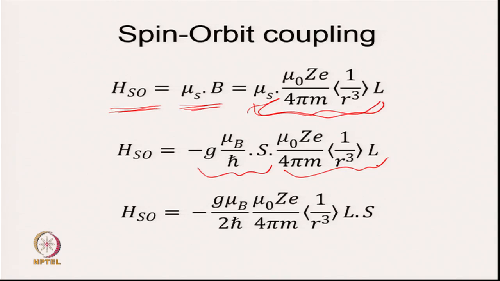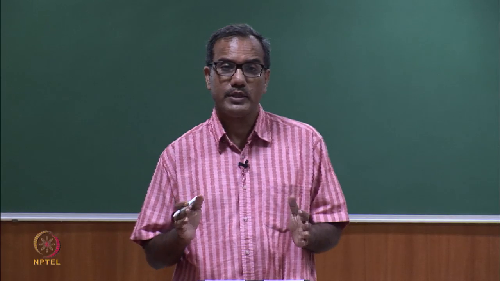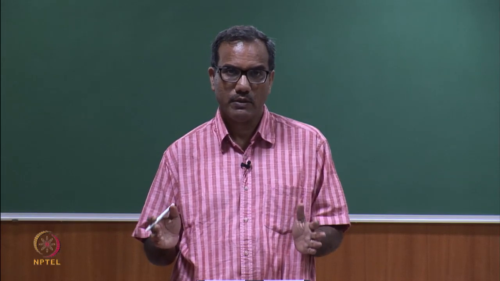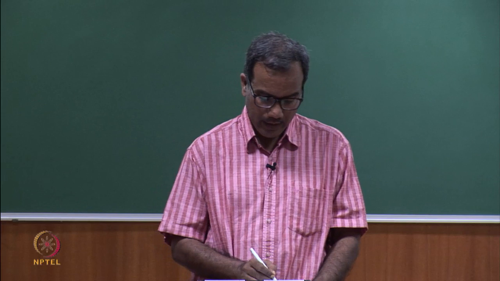Now, if you simplify, you take S this side, then you have L dot S and all constants, L dot S into all constants. So, this is your Hamiltonian for a spin orbit coupling. This is the Hamiltonian for a spin orbit coupling. Okay.